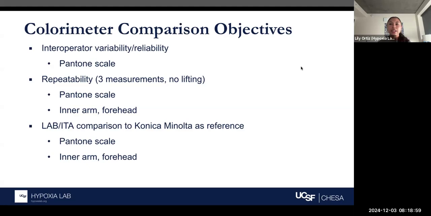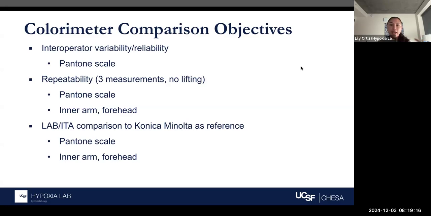However, the preliminary findings are showing that the X-Rite device, the higher costing device of the lower cost devices, is producing values closest to the Konica Minolta, both in terms of LEB values and overall ITA at both the forehead and the inner arm.